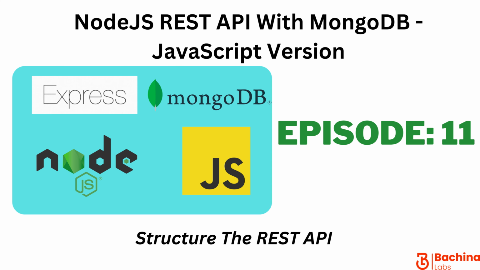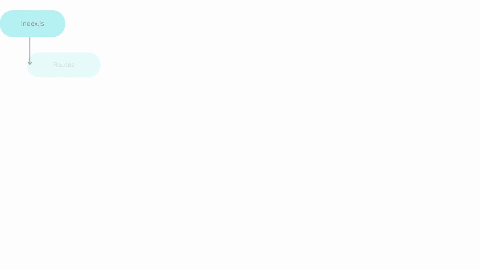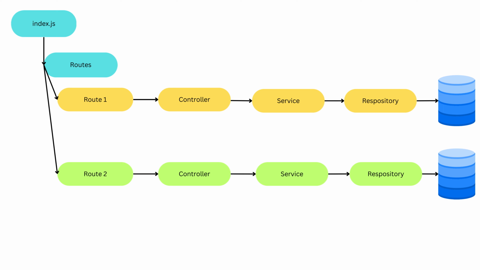As our code base is getting bigger and bigger, it is very difficult to maintain if we put all our code in a few files. So it is very important to structure our application so that it can be maintainable and easily unit tested.